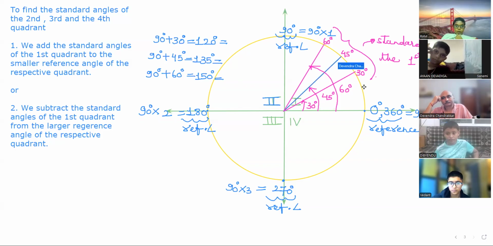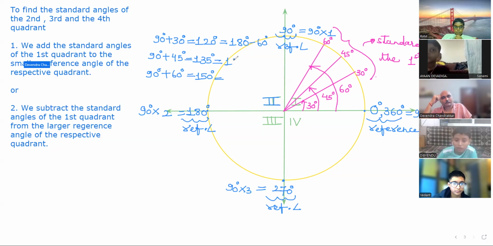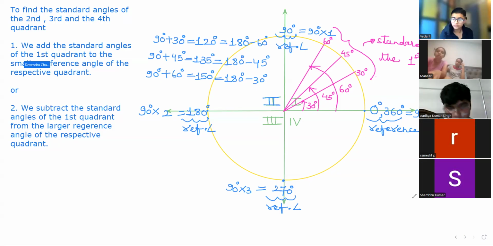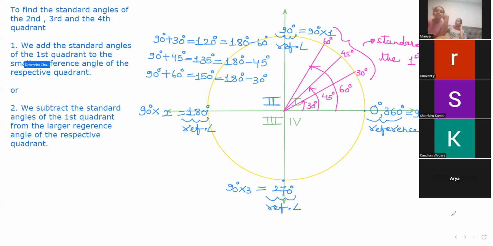Sir, first one we have to add 30 degrees, sir, 120. It's subtraction, son. From 180 we have to subtract. Ram, you can mute yourself because there is a lot of background noise at your place. So this is 180 minus 60. This is 180 minus 45. And this is 180 minus 30 degrees. Okay? Manasvi, Aditya, Vedant, do you understand? Yes, sir.